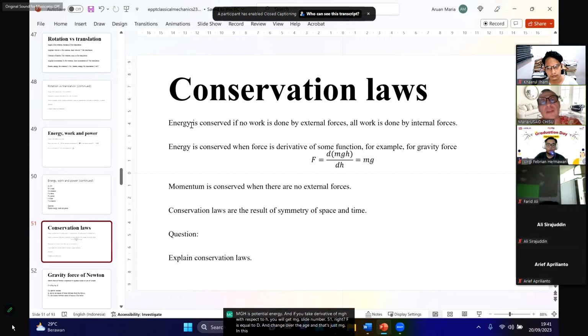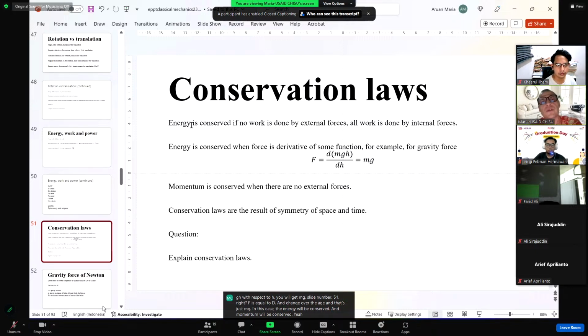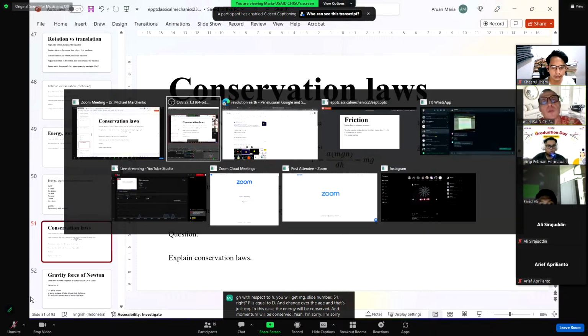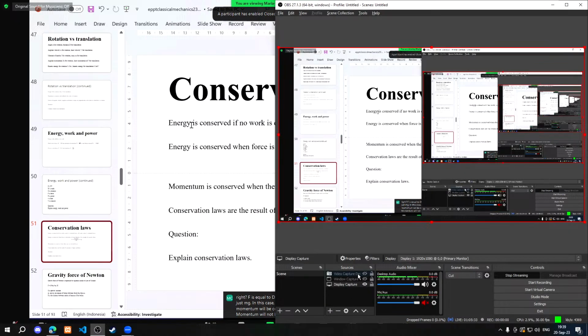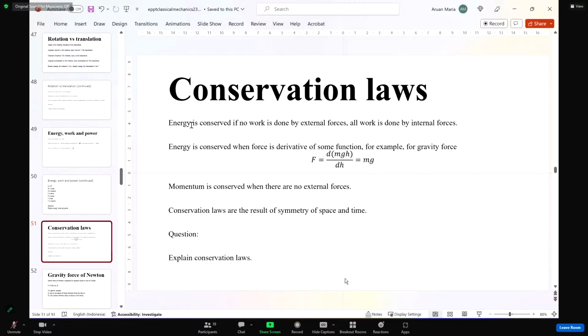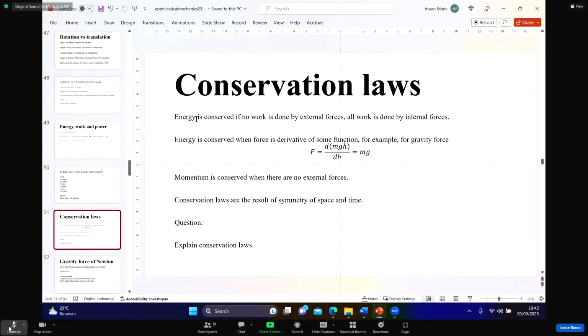In this case, the energy will be conserved, and momentum will be conserved. I'm sorry. Momentum will not be conserved, but energy will be conserved in this case. Momentum is conserved when there are no external forces. But in our case, there is an external force, so momentum will not be conserved. It will be conserved if there are no external forces.